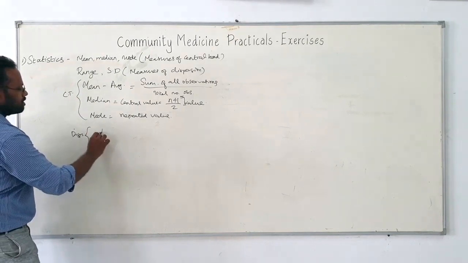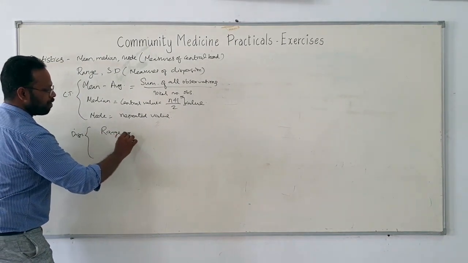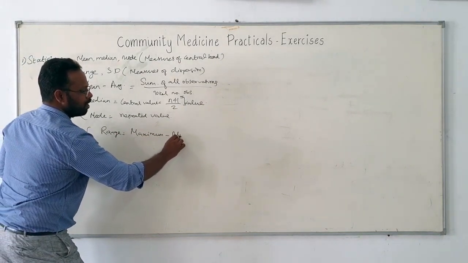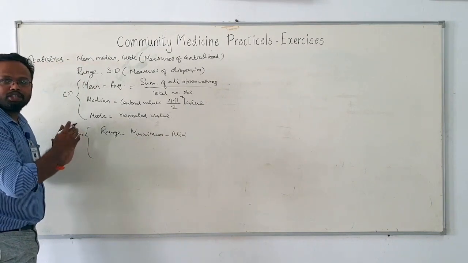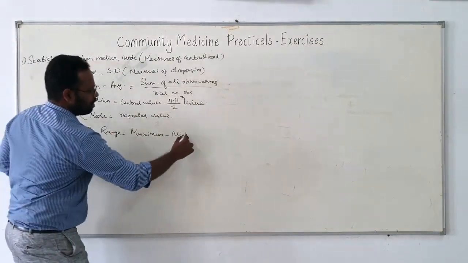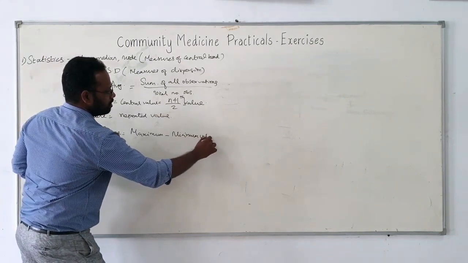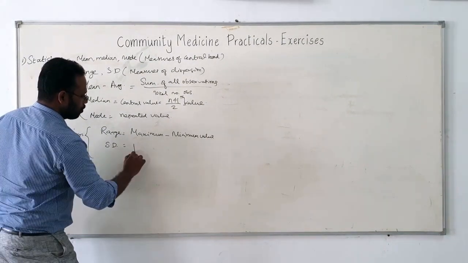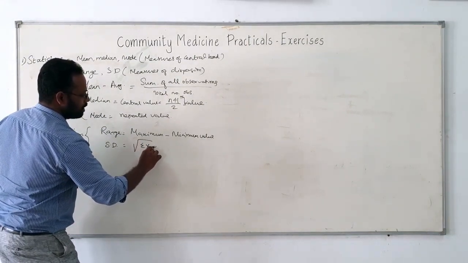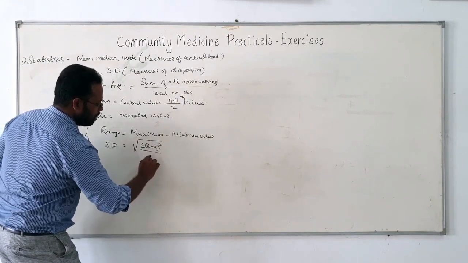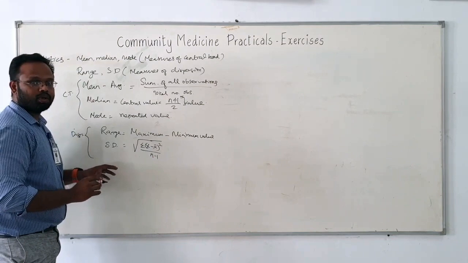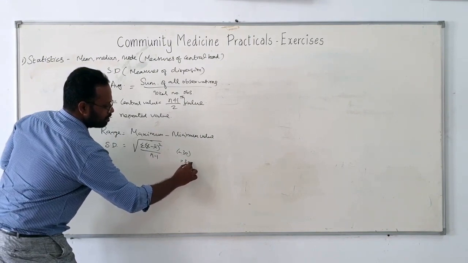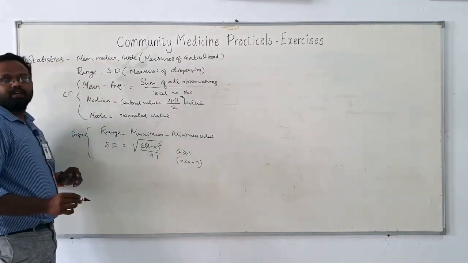Then measures of dispersion. We have range, which is given by the formula maximum value minus minimum value. This indicates how the values are spread from one end to the other end. Then we have standard deviation, given by the formula root of sigma (x minus x bar) the whole square divided by n minus 1. This n minus 1 is used if there are fewer than 30 samples. If it is more than 30 samples, you can just keep it as n instead of n minus 1.